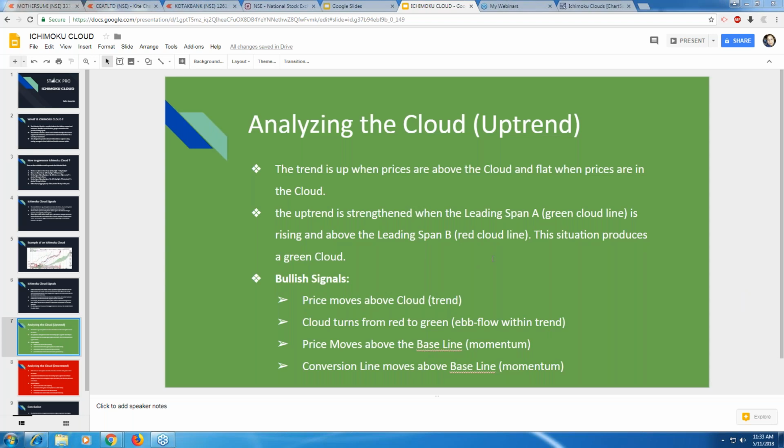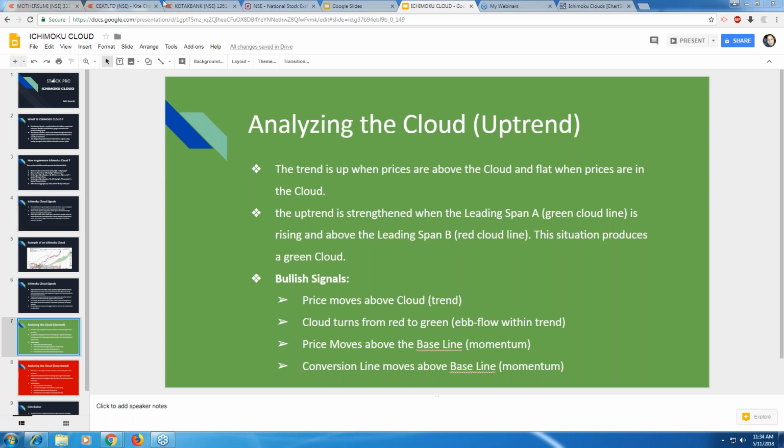Okay, now how do we analyze whether the trend is in the upward direction? How do we take an entry? So the trend is up when the prices are above the cloud, and flat when the prices are in the cloud. The second point is the uptrend is strengthened when the leading span A, which is the green cloud line, is rising above the leading span B, which is the red cloud line. This situation produces a green cloud. A bullish signal is when price moves above the cloud, right?